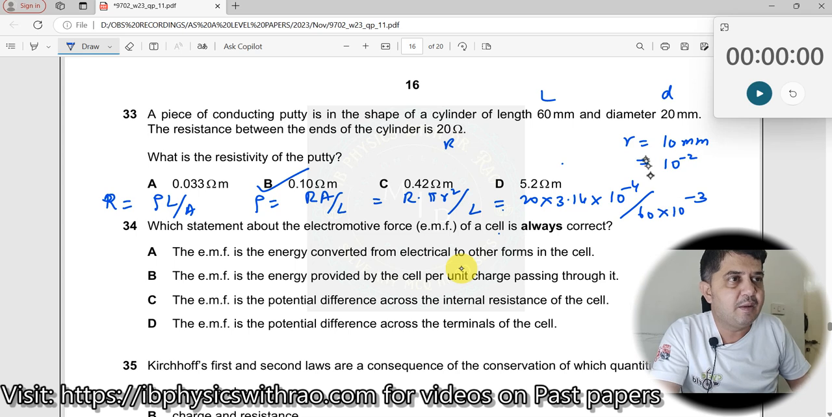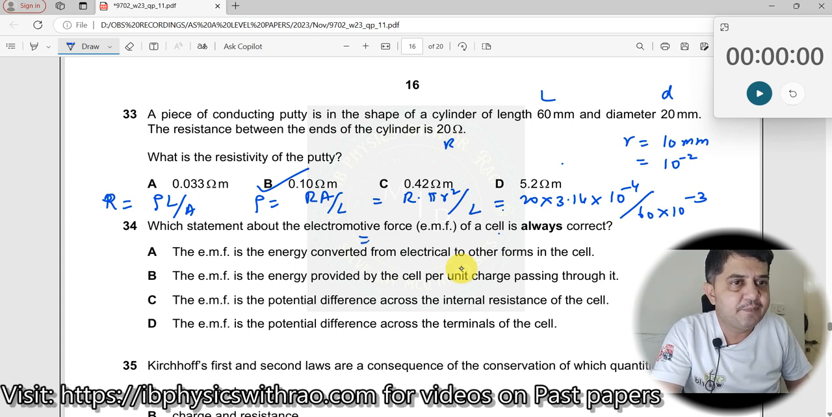So you have 1.04 as the answer. I'll write here 1.04. This is 10 power minus 4, this is 10 power minus 3, so this becomes 10 power minus 1. So you get the answer here, right? Okay.